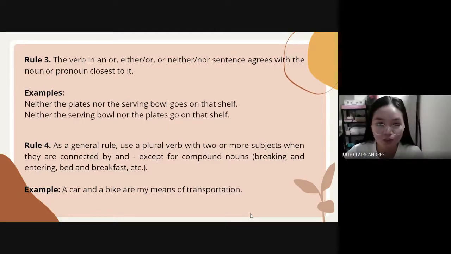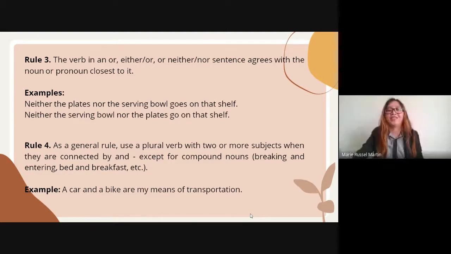Neither the teacher nor the students participate in the survey. Excellent. That's actually a correct usage of rule number 3. Now, moving on to the 4th rule. As a general rule, use a plural verb with 2 or more subjects when they are connected by the word and, except for compound nouns such as breaking and entering or bed and breakfast. Why? Because these compound nouns work as a singular subject.